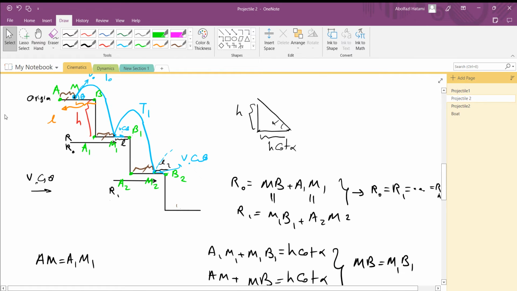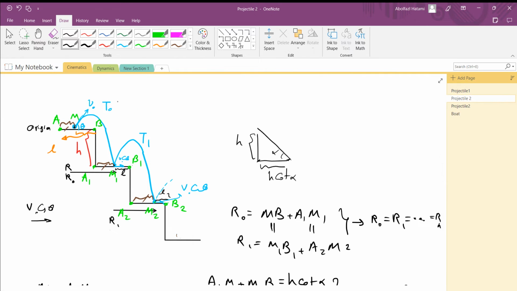You should know that our time, our t0, should actually be positive. It shouldn't be negative. Our t0, our t1, our tn are also positive. They are not actually negative values.